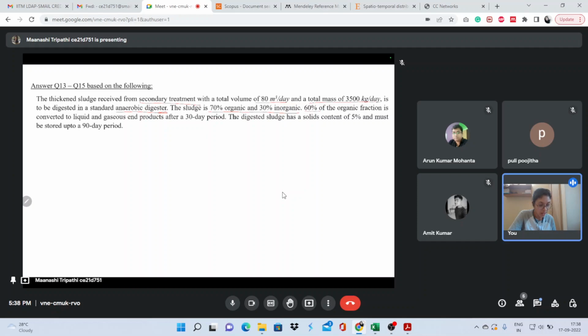60% of the organic fraction is converted to liquid and gases end product after a 30-day period. Looking at the 30-day period, you should understand that an anaerobic process always takes longer than an aerobic process. That is a very important thing.